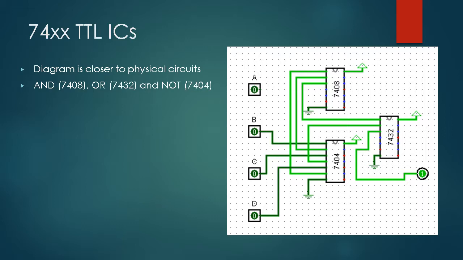We can now view the same truth table using the 7400 series TTL ICs, TTL being transistor-transistor logic, and 7400 series being the chips first manufactured by Texas Instruments that are now in wide use. In this diagram, we use the AND 7408, the OR 7432, and the NOT 7404. We will note that not all of the gates on the circuit are needed to make this logic work.